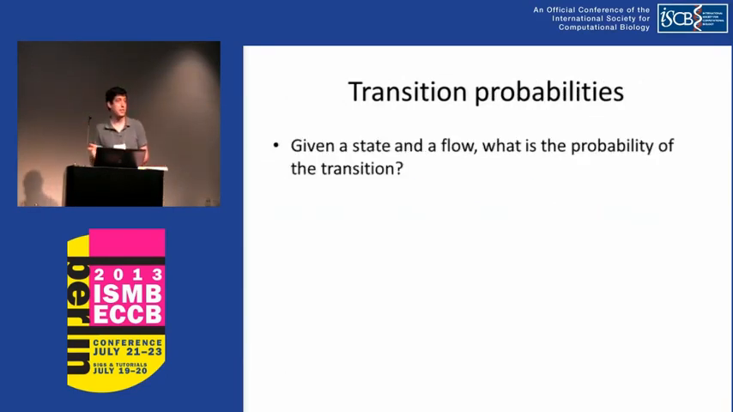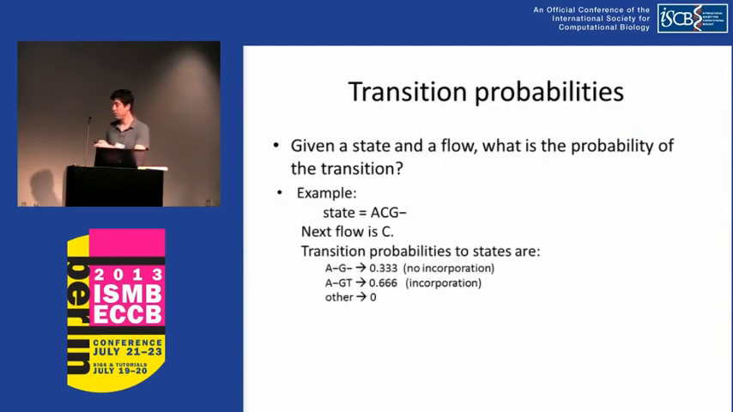The transition probabilities are obviously the most important. So assume you have the state with three candidates, A, C, and G, and the next flow is C. So naturally, you would say, well, C is going to be the next candidate with probability of 1/3. So I will see an incorporation with probability of 1/3, and no incorporation with probability of 2/3. And you can construct the other transition probabilities in the same manner.